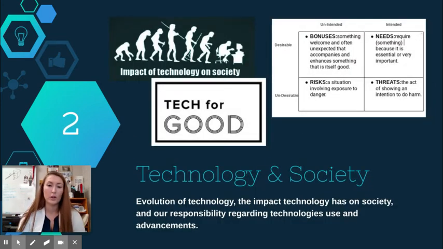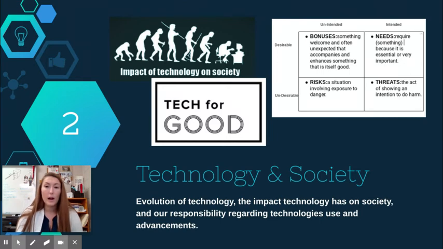The second unit of instruction is technology and society, where students start to think about how technology has evolved over time, why it's evolved, right, to meet our human needs and wants, the impact that technology has had on society, and our responsibility regarding technologies and their advancements, right?